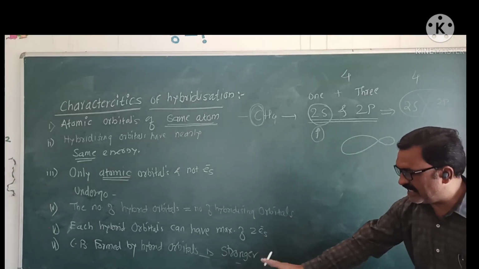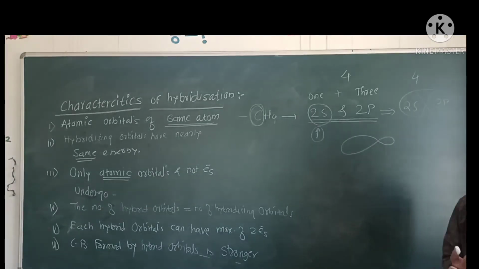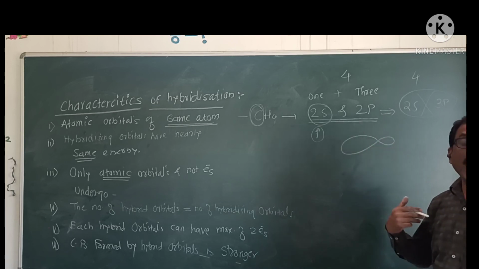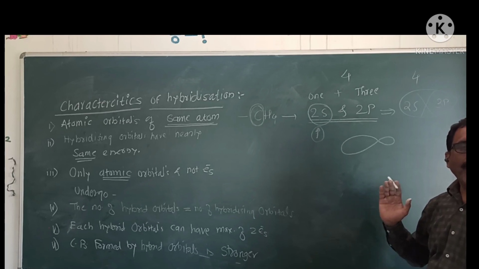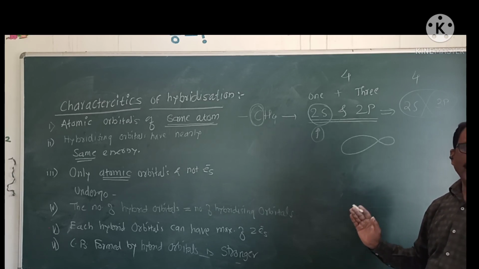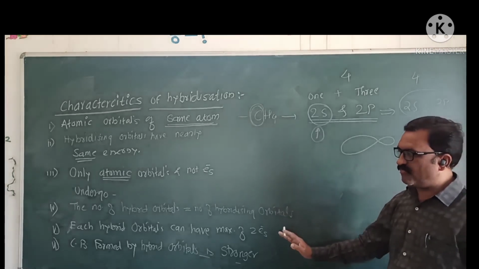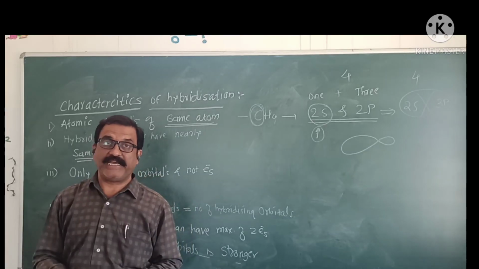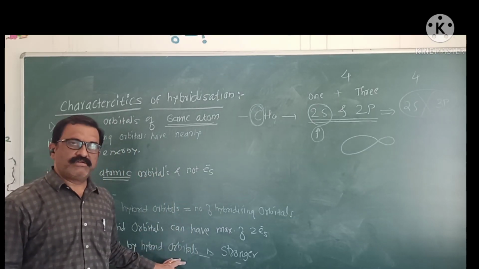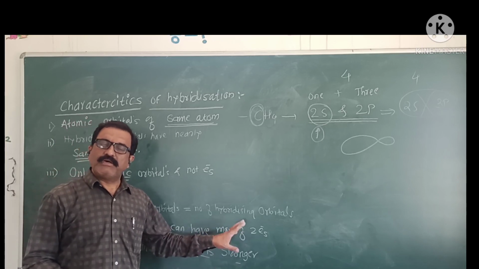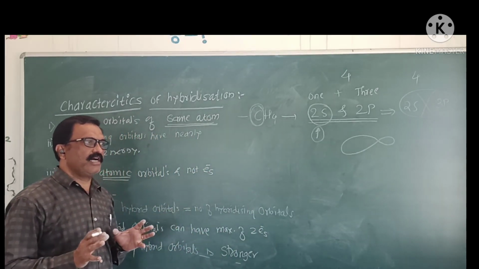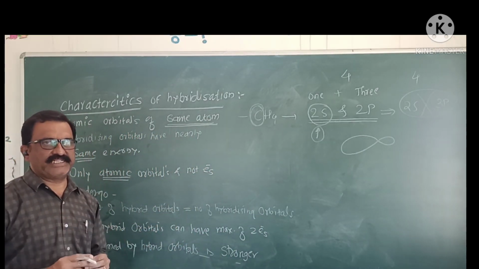Next and last one: a covalent bond formed by overlapping of hybrid orbitals is stronger than the bond formed by pure atomic orbitals. That is, a covalent bond formed by hybrid orbitals is stronger than a covalent bond obtained by mixing of pure atomic orbitals. These are important characteristics of hybridization.